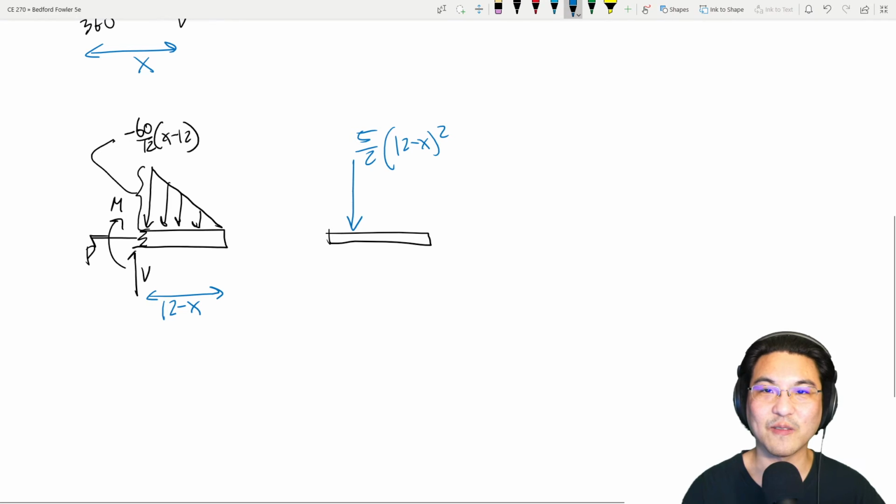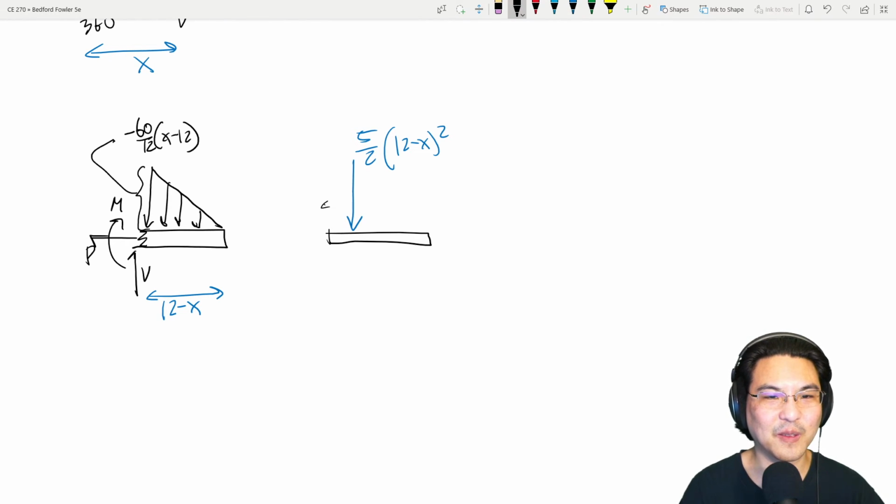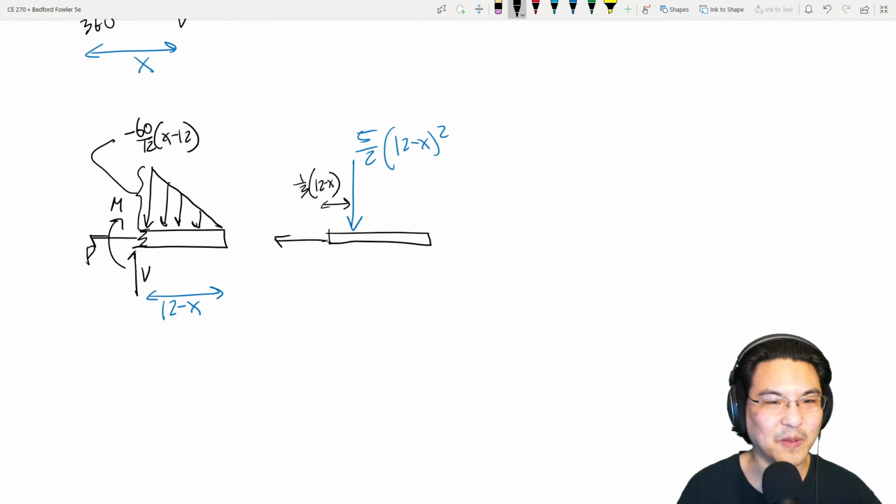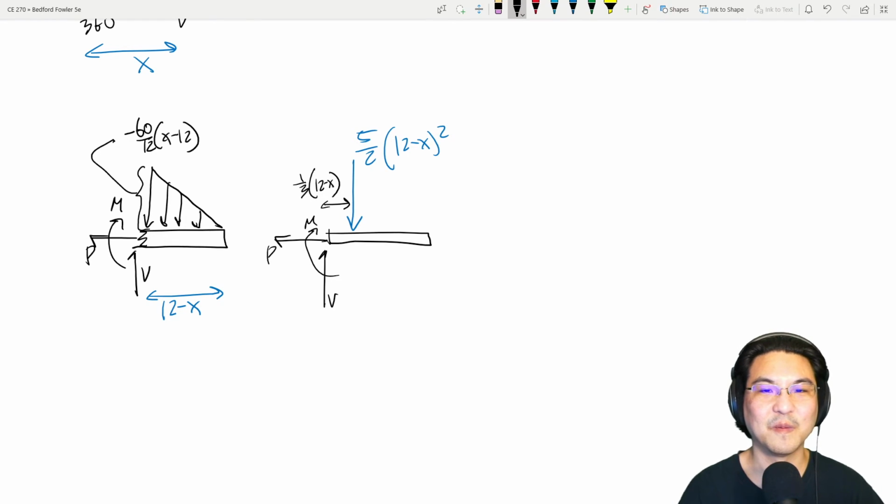At the centroid of the shape, which is 1/3 of the way over this way. So 1/3 of 12 minus x. All right, and then we have all the other internal forces and moments. All right, now let's solve for those.